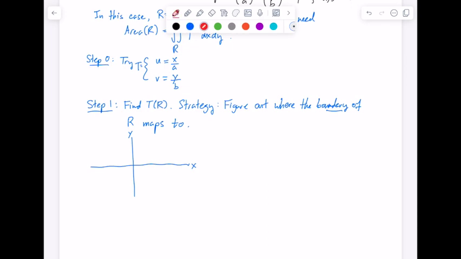So we'll first draw our starting region R in the xy plane. And really the strategy here is to always figure out where the boundary of your region maps to. And in our case, our boundary L is given to you by just a single equation, the equation of the given ellipse.